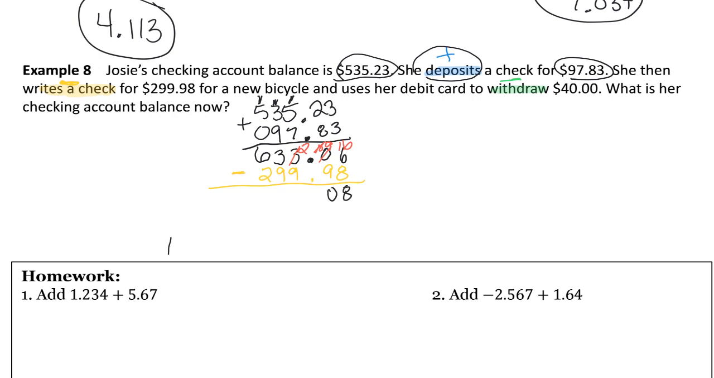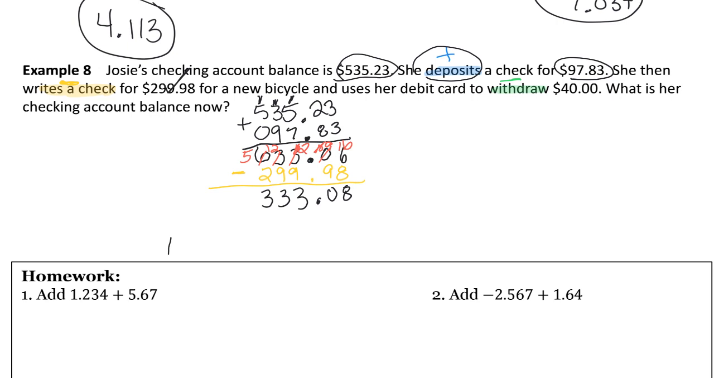9 minus 9 is 0. Bring your decimal point down. I can't do 2 minus 9, so I have to borrow from this 3, and that becomes a 12. 12 minus 9 is 3. Again, I can't do 2 minus 9, so this becomes a 5 and a 12. 12 minus 9 is 3. Now we have 5 minus 2 is 3. So you should get $333.08.